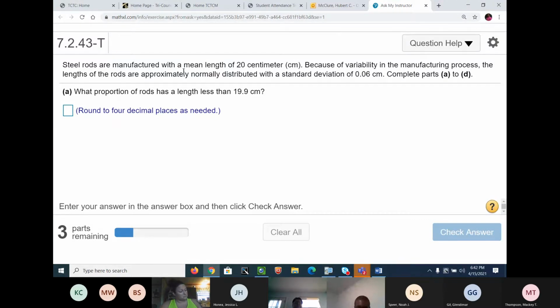All right, steel rods are manufactured with a mean length of 20. So you got to draw this. Mean is 20. And standard deviation is what? 0.06. So mean is equal to 20, and a standard deviation is equal to 0.06. So the first thing I want you to do is draw a curve.